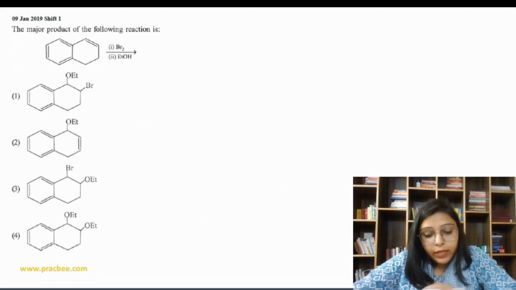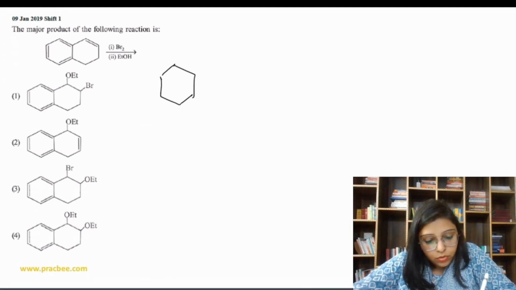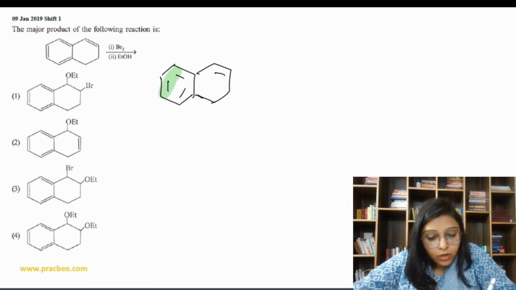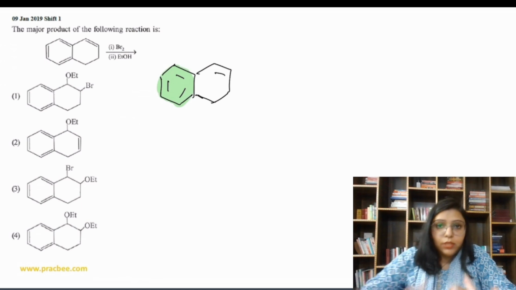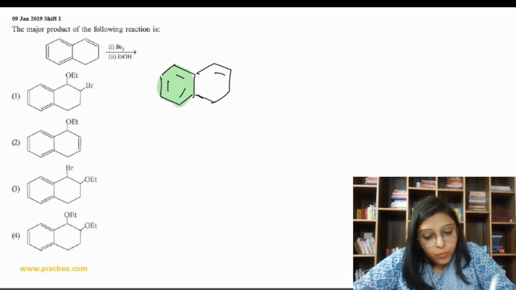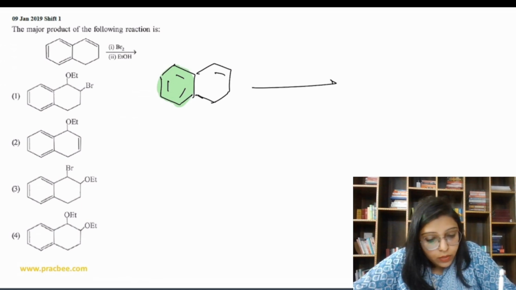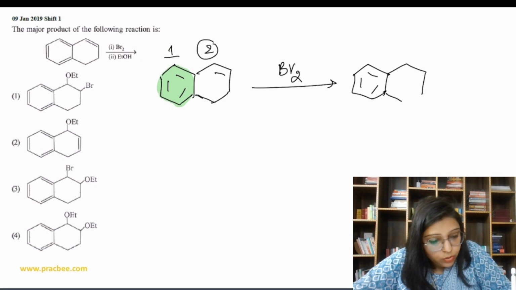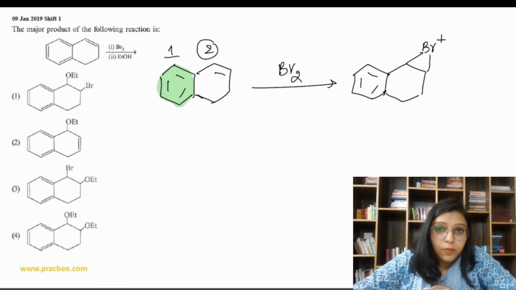Now moving on to the next question. So we have this thing, Br2. So what is the role of Br2? Br2 adds across the double bond. So here we cannot add Br2. Why? Because this ring is aromatic. So we are going to add Br2 on ring number 2. So here we are going to do addition, and we are having Br positive and this bromonium ion.